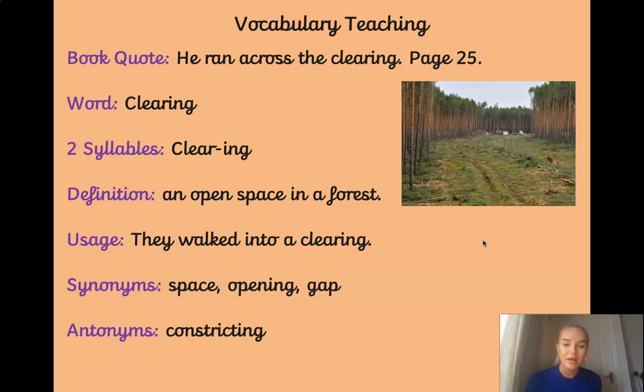And words similar are words such as space. You can see that in this image that there's lots of space. It's an opening, it's a gap, it's a clearing, it's a space in a forest. An antonym, so a word opposite to clearing, could be something like constricting, where a space is so constricted there's not a lot of space to move. But that's the complete opposite to a clearing, because a clearing is an open space.